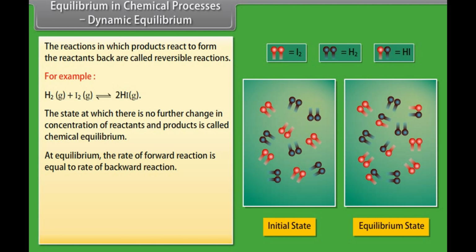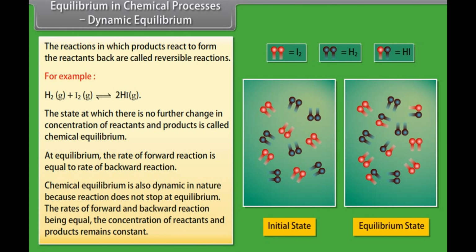At equilibrium, the rate of forward reaction is equal to the rate of backward reaction. Chemical equilibrium is also dynamic in nature because the reaction does not stop at equilibrium. The rates of forward and backward reaction being equal, the concentration of reactants and products remains constant. Let us illustrate the state of equilibrium with the help of an example.